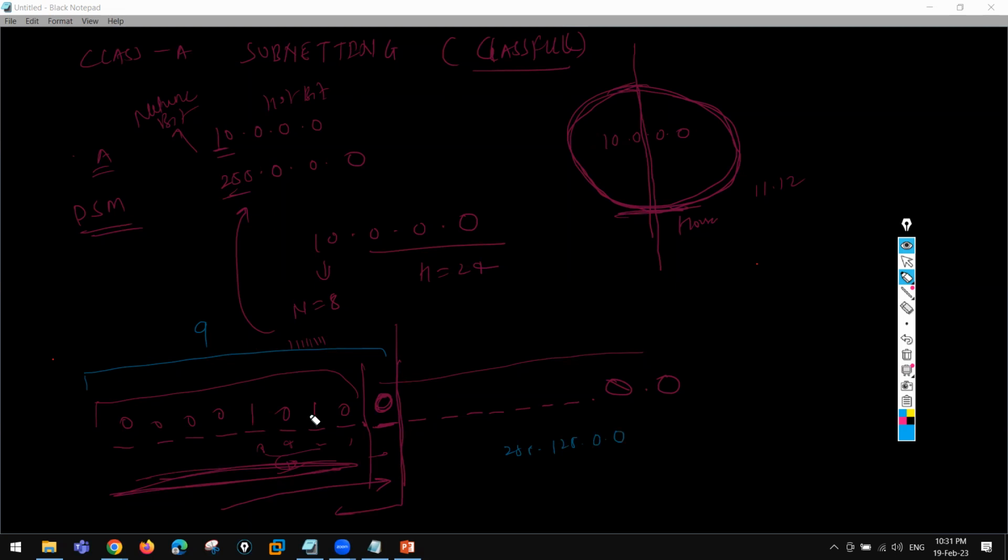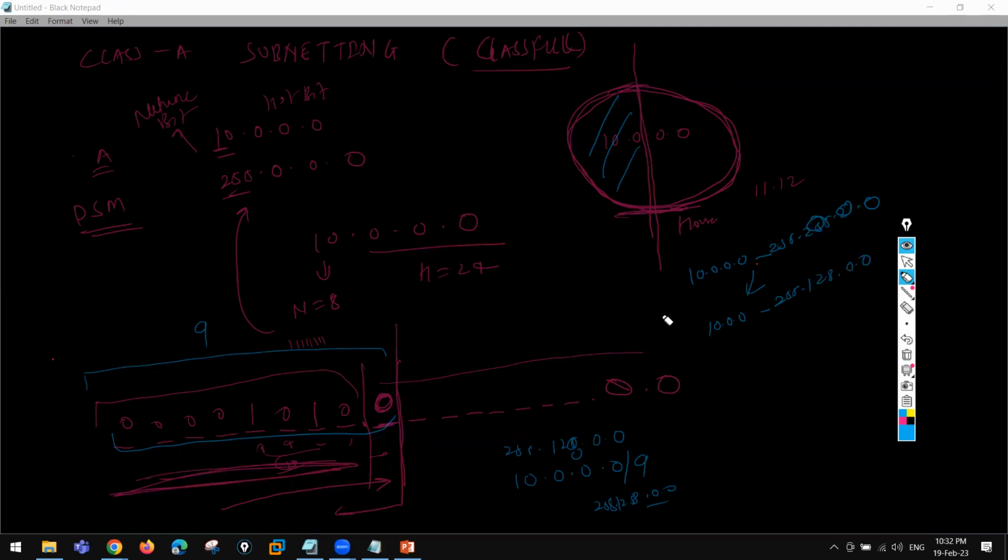What would be the network address of this new subnet, along with the subnet mask? 10.0.0.0, and it's /9, or 255.128.0.0. So the bigger chunk was 10.0.0.0 with the default subnet mask. Then we did a partition. The one bit we borrowed gives 10.0.0.0, and the subnet mask of that portion is this.